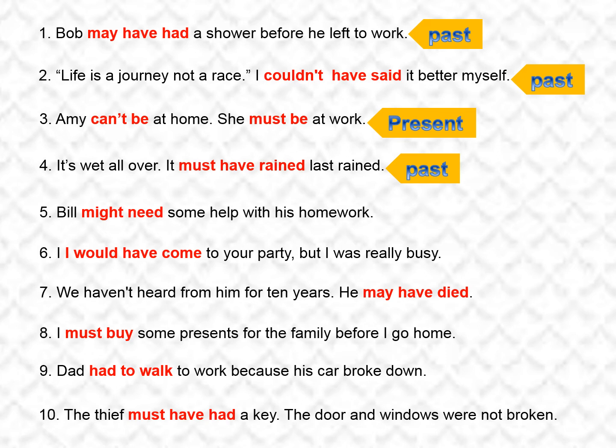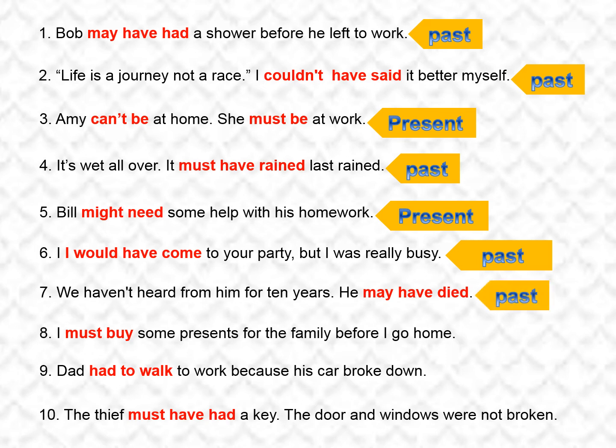Number 5, Bill might need some help with his homework. What is it? It's a possibility. Yes, it's a possibility in the present. Good. Number 6, I would have come to your party, but I was really busy. So this is kind of an assumption or an expectation in the past, or a speculation about a past event. Number 7, we haven't heard from him for 10 years. He may have died. You never know. So it's a possibility in the past.